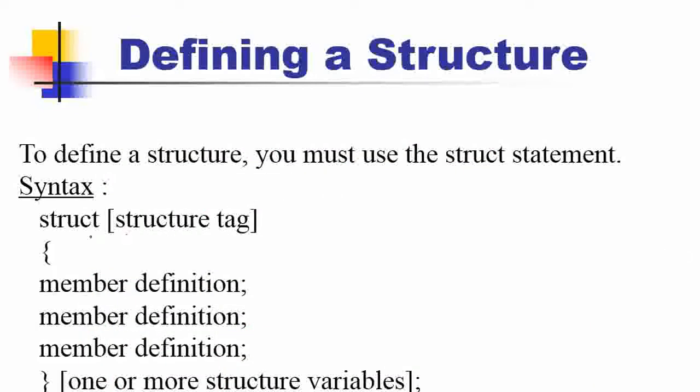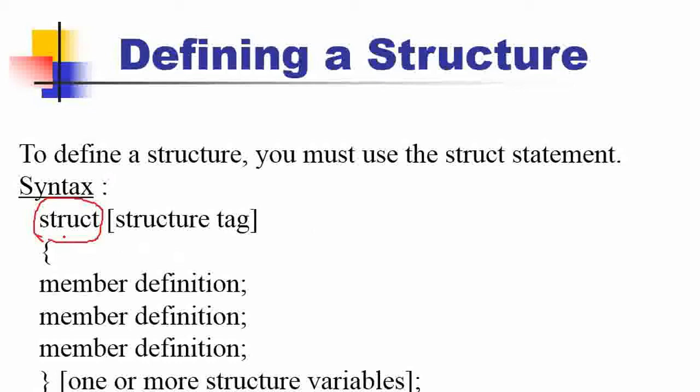So how to define a structure? There is a struct keyword. This is the syntax of the structure. The struct keyword tells the compiler that whatever is going to be written next will be the structure tag. Structure tag is the structure name. So this is how we define a structure in this syntax.